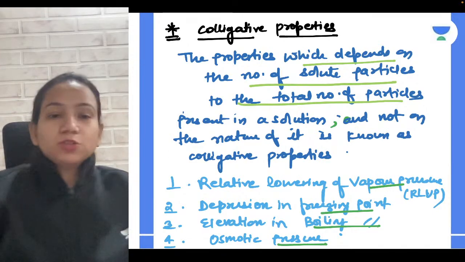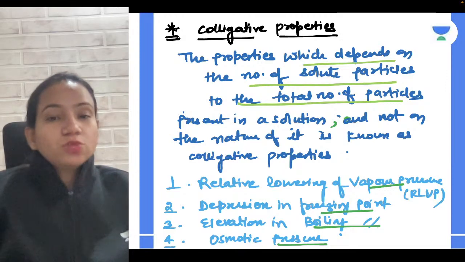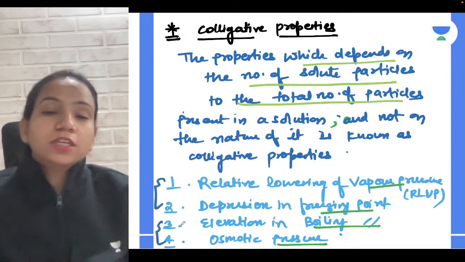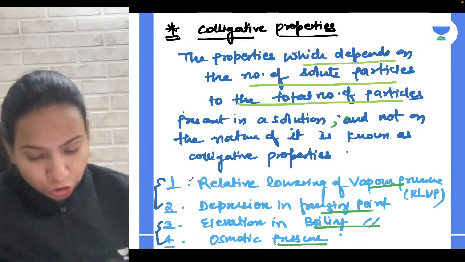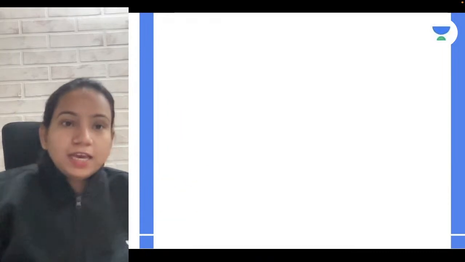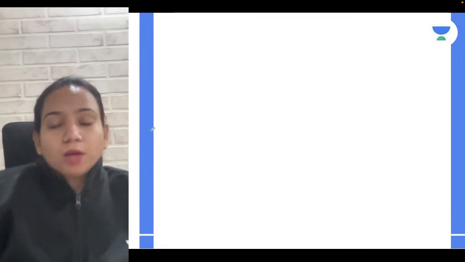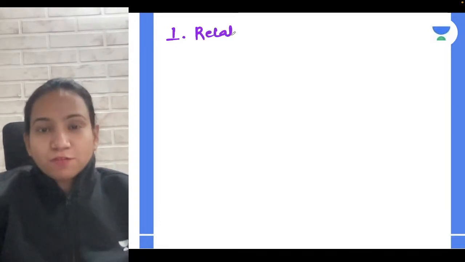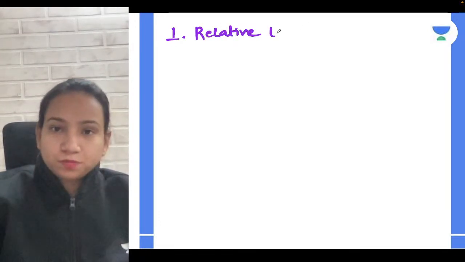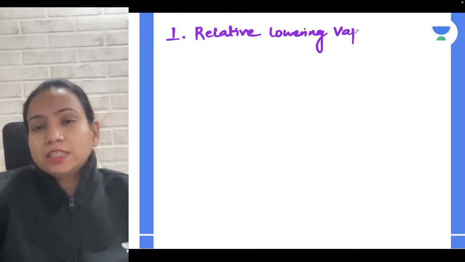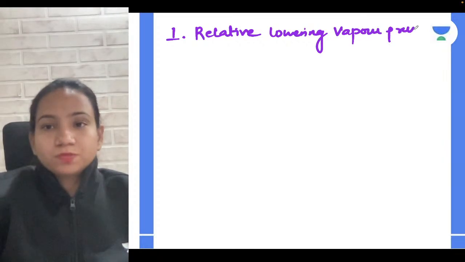In today's session, because it's a half an hour, small session, we'll quickly try to complete the first 2 colligative properties, and the next 2 we'll learn in the next session. So let's start with the first colligative property, which is relative lowering of vapor pressure.